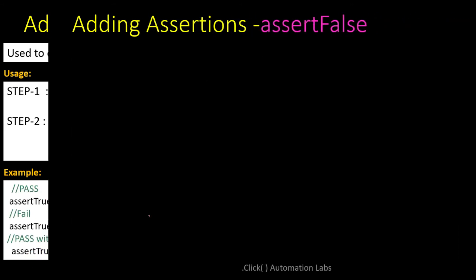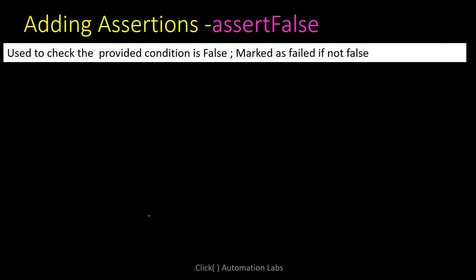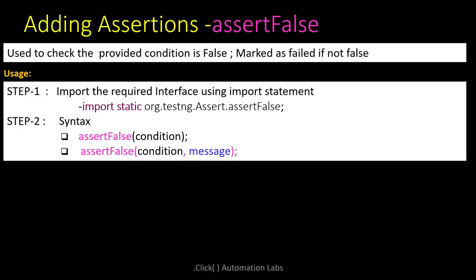Now let us move on to assert false. Assert false is another verification checkpoint which can be used to check that the provided condition is false. This will be marked as failed if the given condition is true. In the HTML result file this will be marked as fail. The usage is: import the statement, then assert false with some condition you want to assert, and assert false with some condition and some message if the assertion fails.